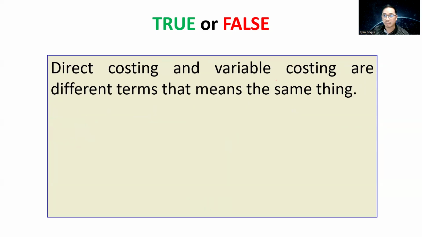Direct costing and variable costing are different terms that mean the same thing. The answer is true. So when you are asked for the operating income under the direct costing method, you are also being asked actually of the operating income under the variable costing method. So the two terms are just the same.